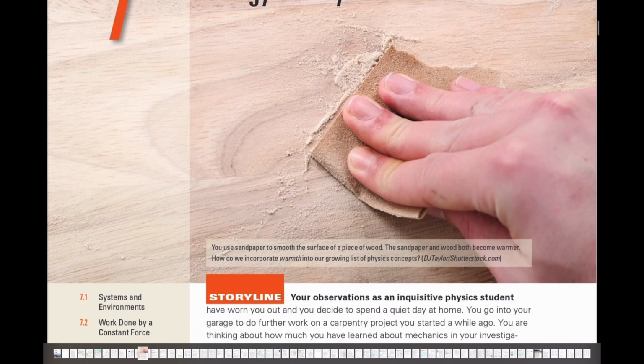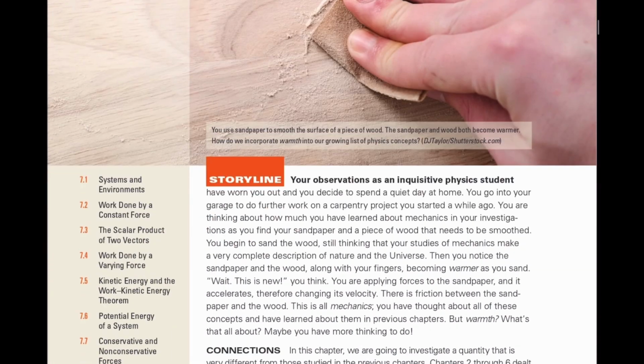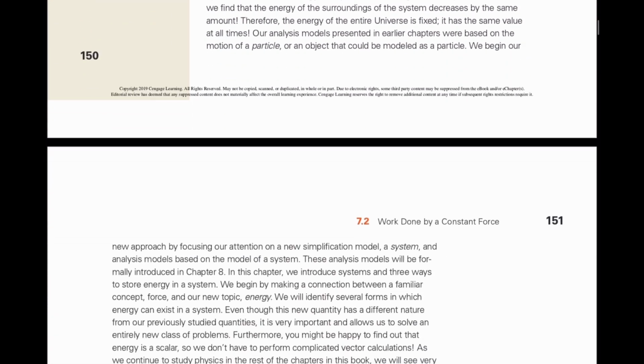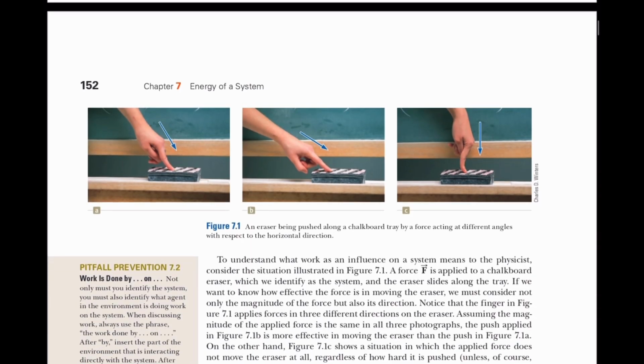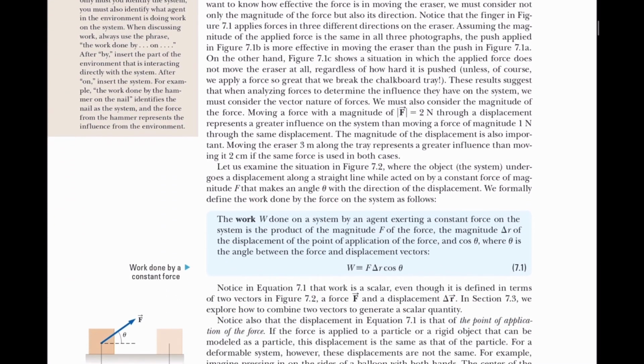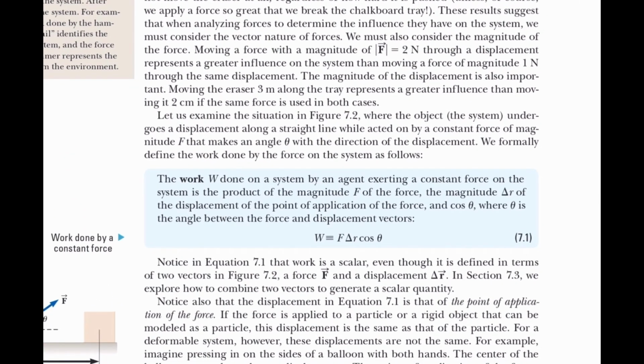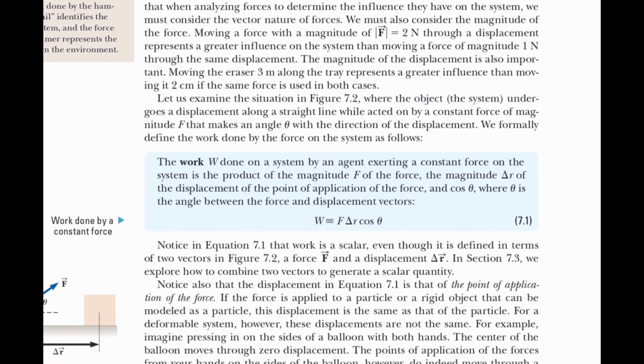So here it is, energy of a system. You can take a look at this chapter if you want. It deals with a bunch of stuff, but basically how it starts off is work done by a constant force. They introduce work over here. The work W done on a system by an agent exerting a constant force on the system is the product of the magnitude F of the force, the magnitude delta r of the displacement of the point of application of the force, and cosine theta, where theta is the angle between the force and displacement vectors. So they have equation 7.1 here.